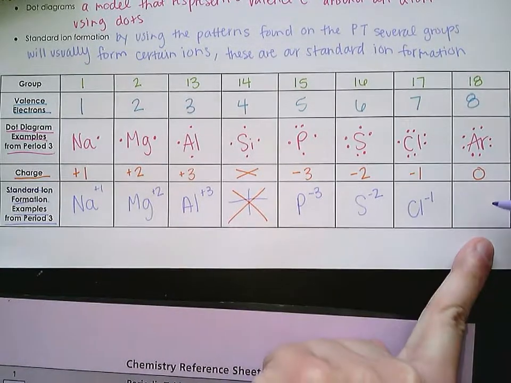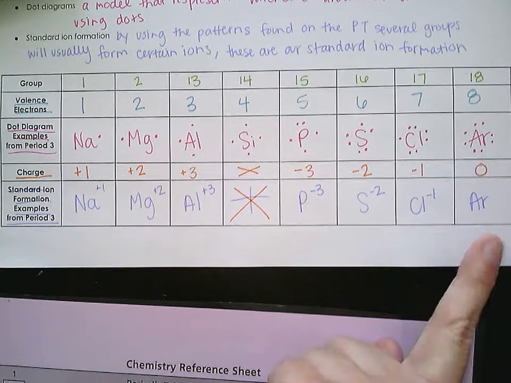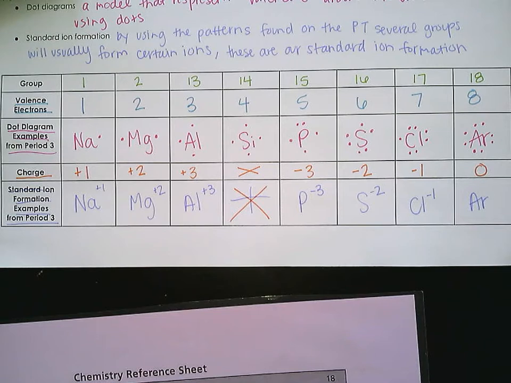And because our noble gases do not like to form ions, we just need to write them as a neutral atom. So that's kind of a look at our first major link that we're looking at between the periodic table and the ions that we talked about earlier.